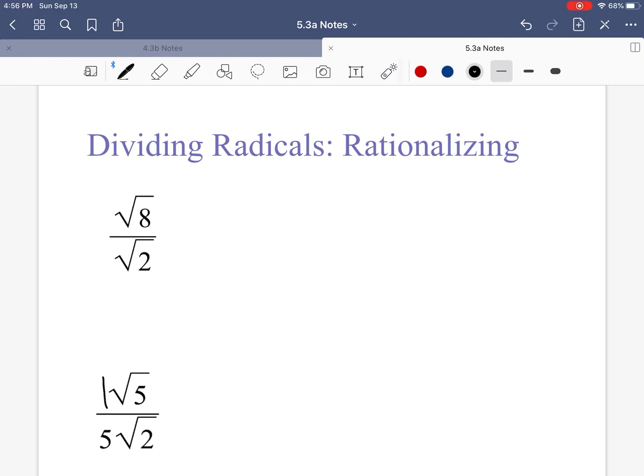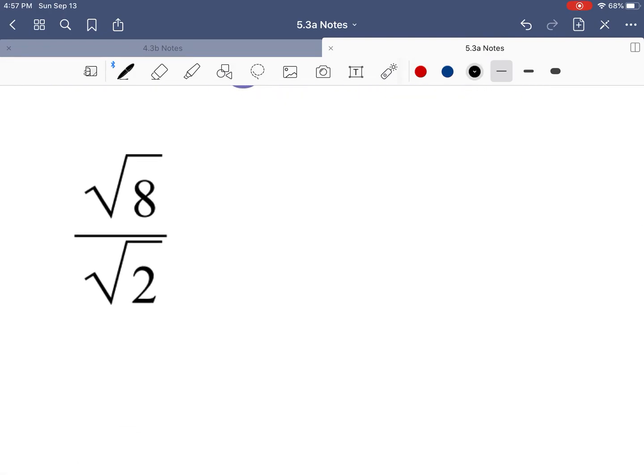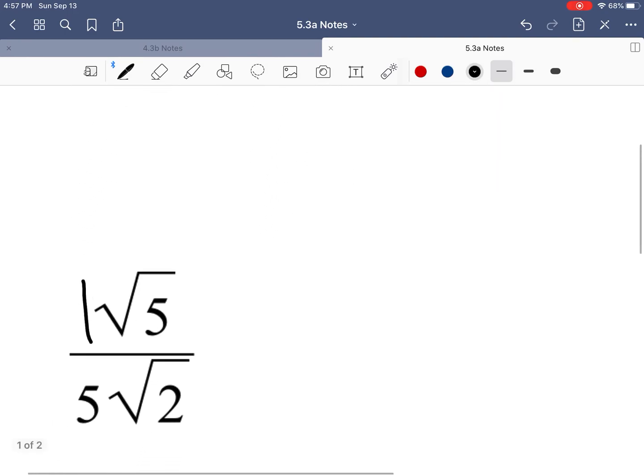Today we're going to be looking at 5.3a, dividing radicals by rationalizing. Similar to multiplying radicals, when dividing you can divide coefficients with coefficients and radicals with radicals. Looking at our first example, we've got root of 8 over root of 2. If we divide 8 by 2, that gives us 4, so we'd be left with the root of 4, and the square root of 4 is 2. That would be our final answer.